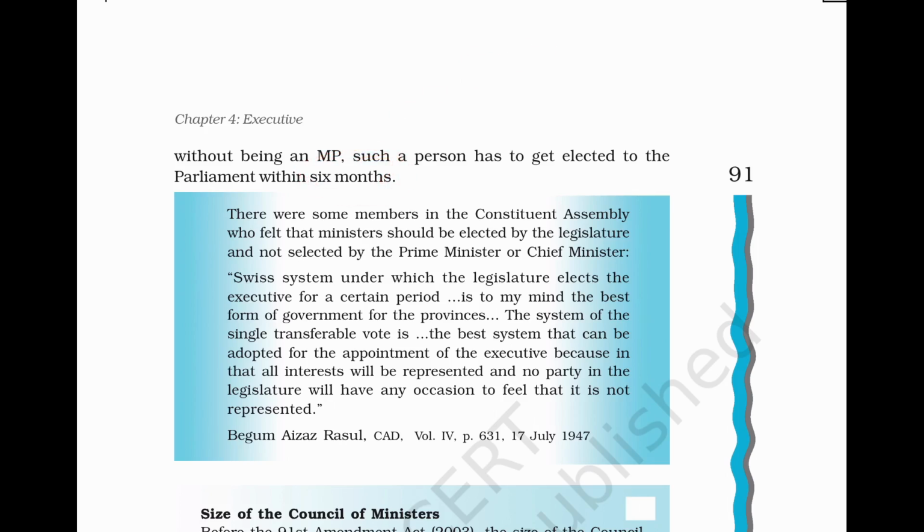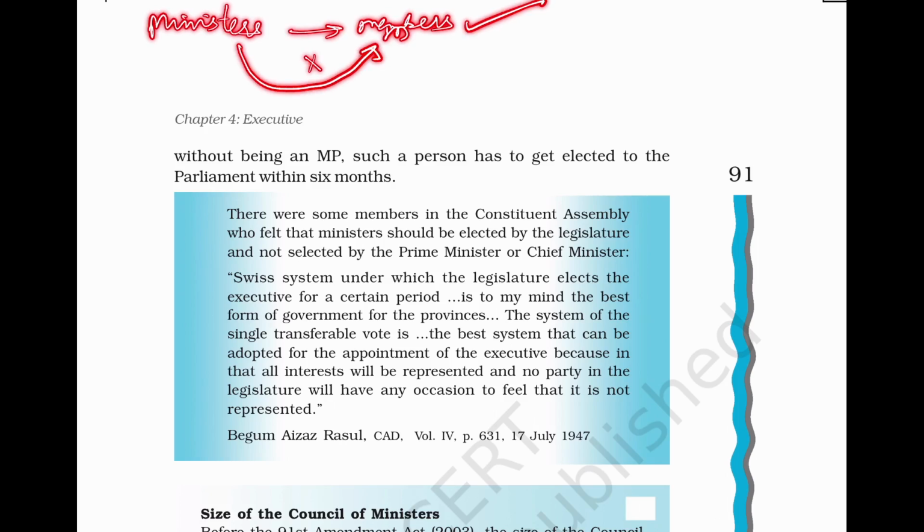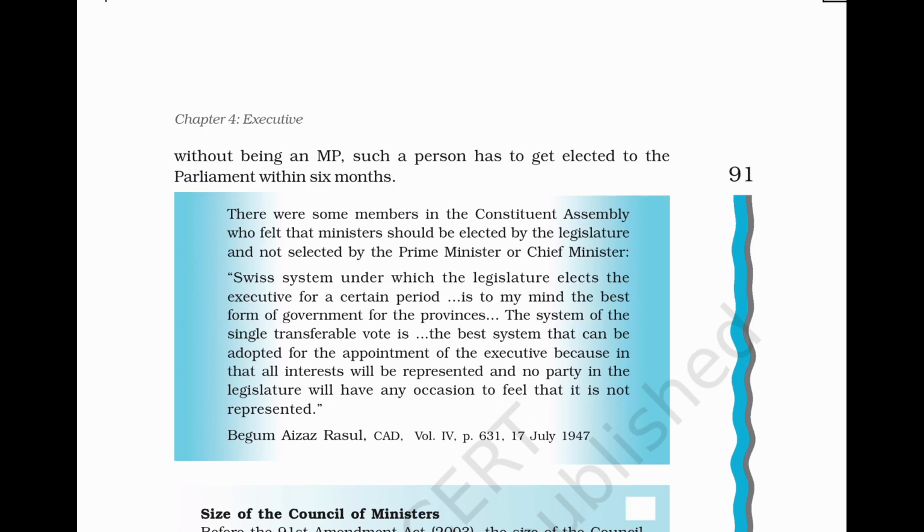So as I just said, that ministers are members of the legislature. That is a mandatory criteria. But they can not be the member for 6 months. So for 6 months, they have the permission to be minister or prime minister. But within 6 months, they have to get elected to the parliament. Otherwise, उनका वो office चला जाएगा.